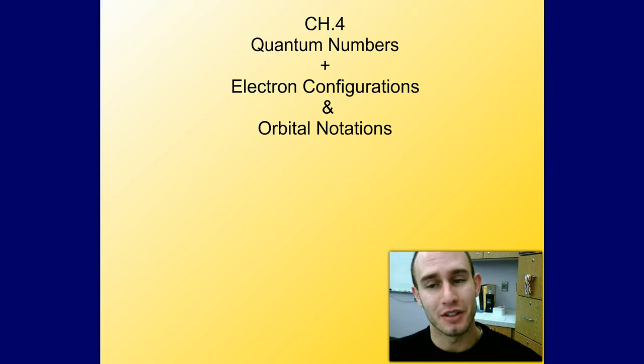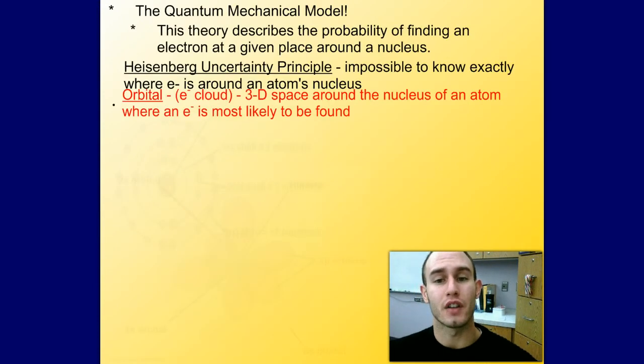Here we go, chemistry students. Quantum numbers, electron configurations, and orbital notations for Chapter 4. Dive right in talking about the quantum mechanical model of the atom.